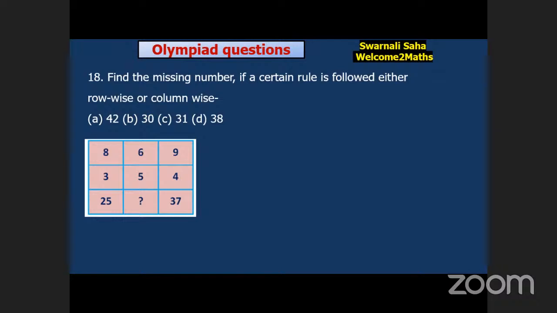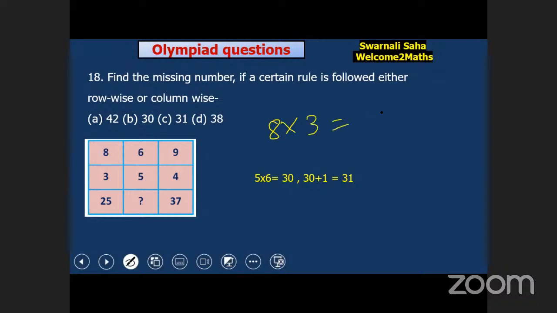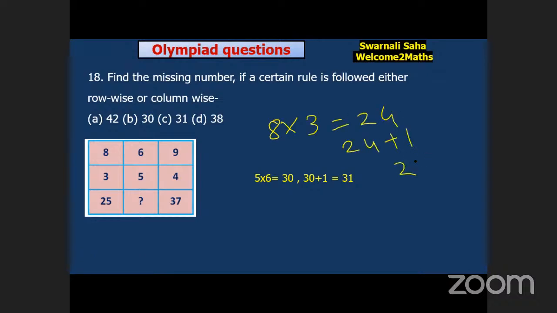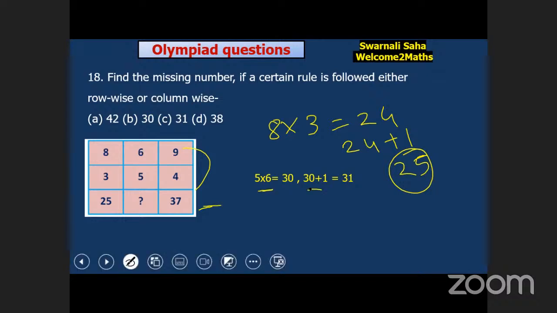Chalo, let's check the answer then. 5 into 6 is 30. 30 plus 1, 31 is the answer. Yes, correct you are. Because 8 into 3 is 24 and 24 plus 1 is 25. Same case here, 9 into 4 is 36. 36 plus 1 is 37. So 6 into 5 is 30. 30 plus 1 is 31. Very good. C is the answer.